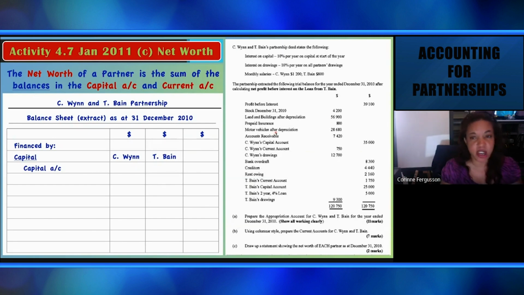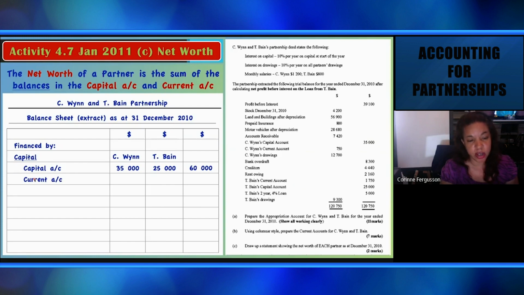So your capital did not have any additional investments. Which means that your capital account would be the same: 35,000 for Win, yes, for Win, and 25,000 for Bain. So you just place it under there. And then I just put a total here one time, not necessary, but I put it one time. So 35,000, 25,000.